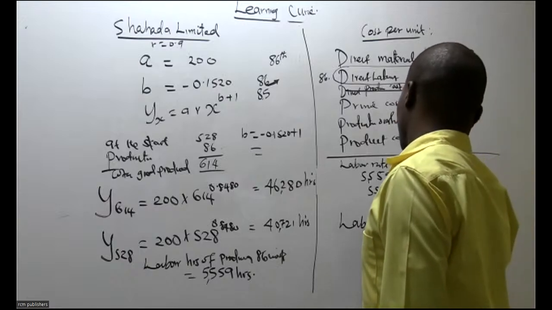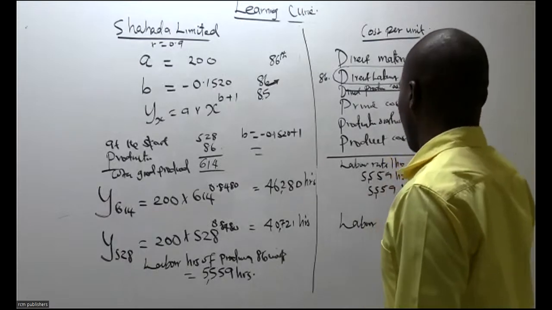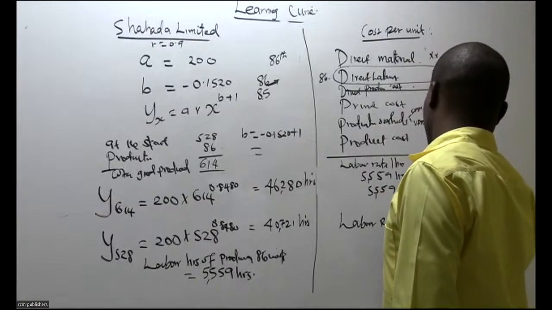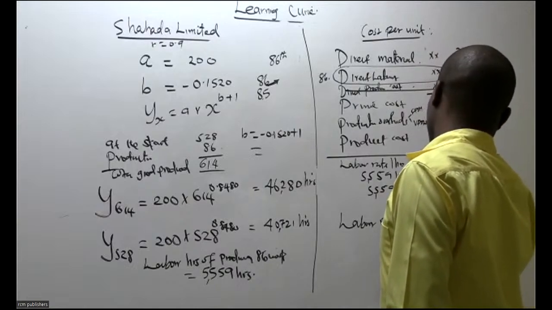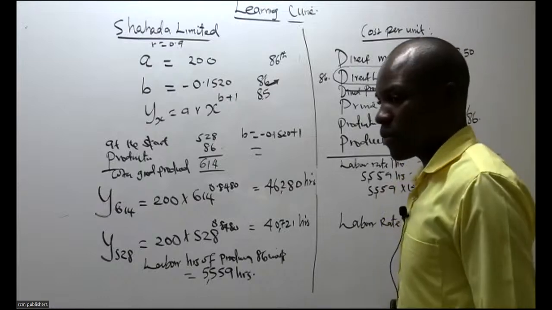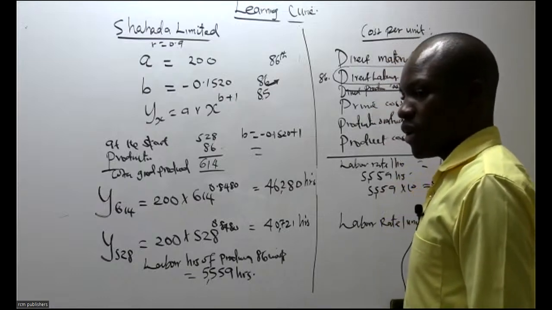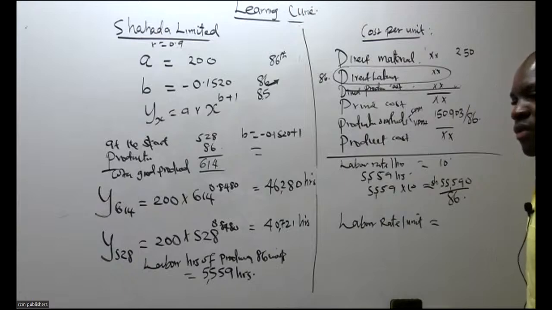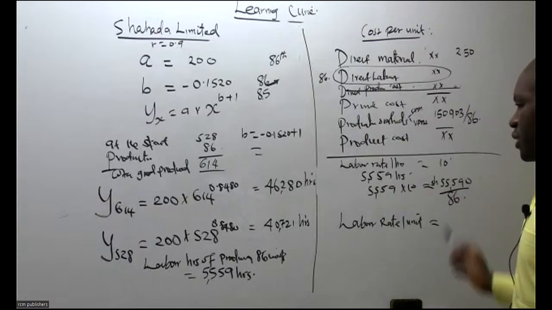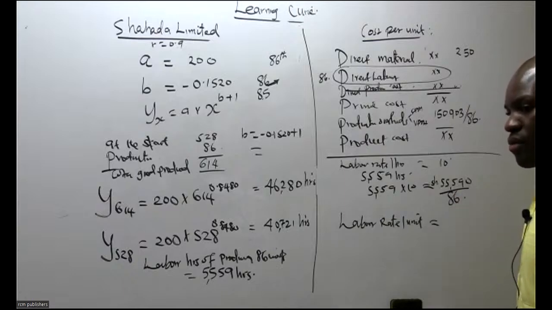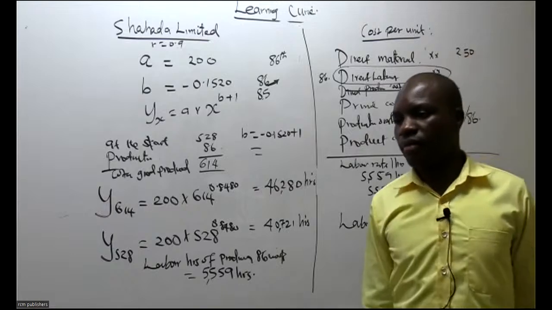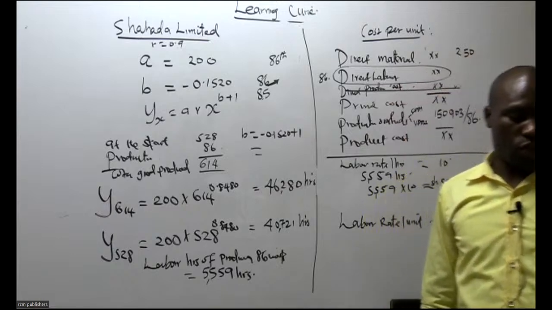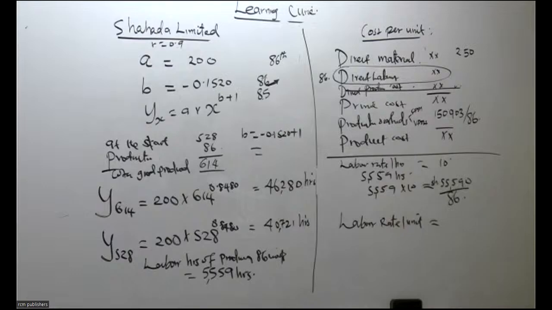This one was the labor rate per hour. So what will the labor rate per unit be? Tell me something: if you divide the two, what will you have?